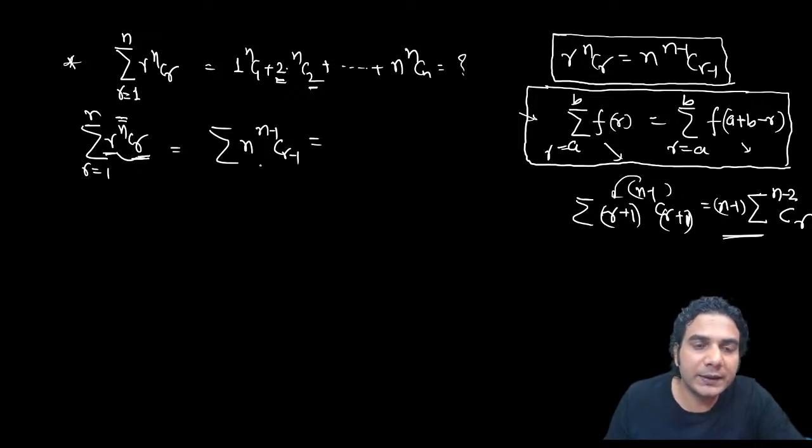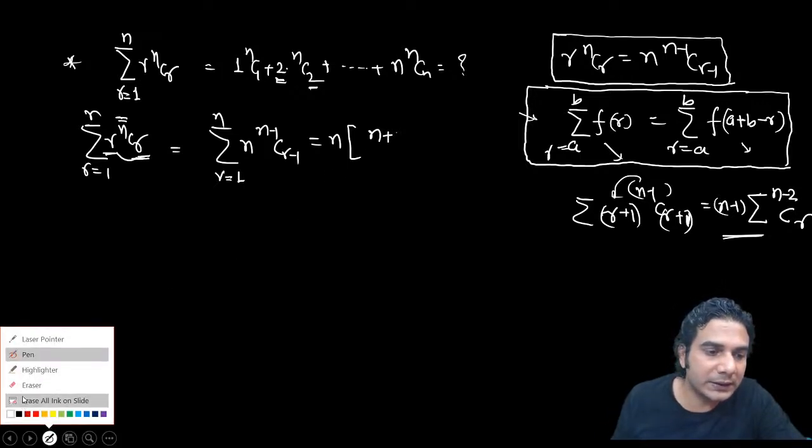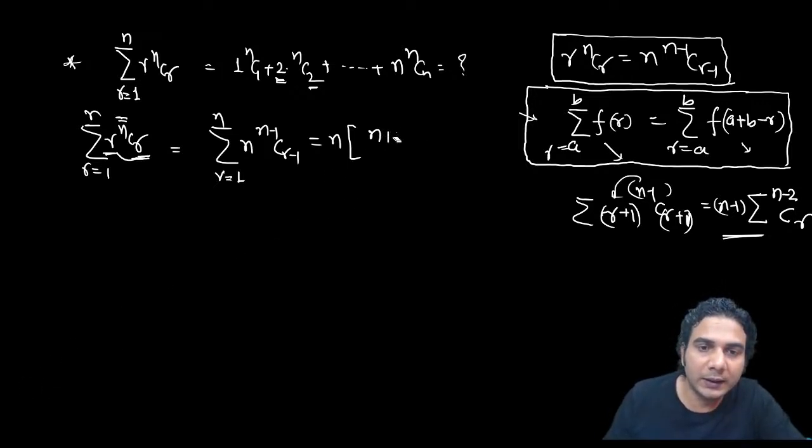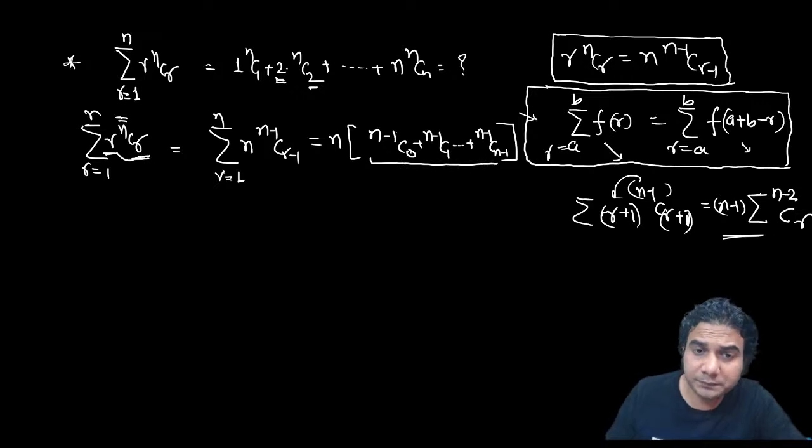After applying this, you can see r from 1 to n. You can take this n outside and expand this. So you can see what is written. It is n minus 1 c, where is this starting? n minus 1 c0. Put r is equal to 1 in this. It is n minus 1 c0 plus n minus 1 c1, and so on up to which place? n minus 1 c n minus 1. You can see what is the summation of this.